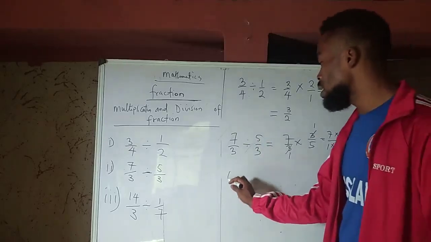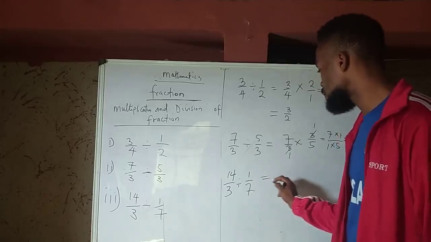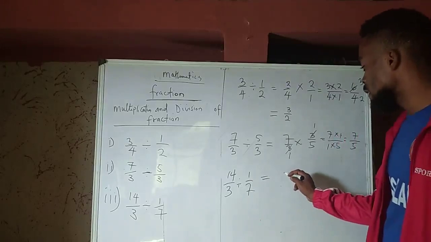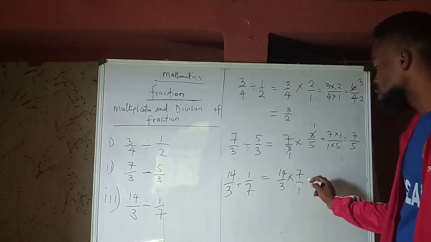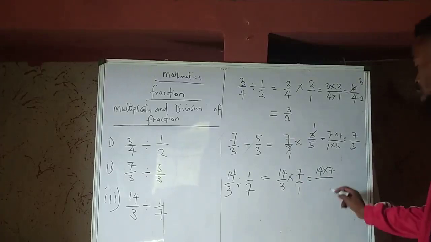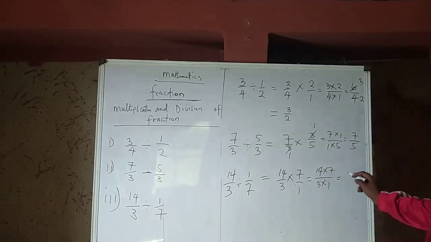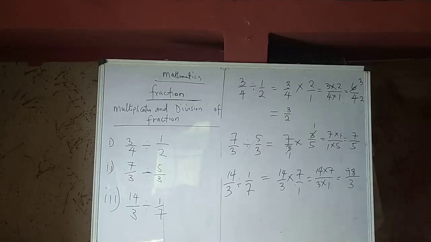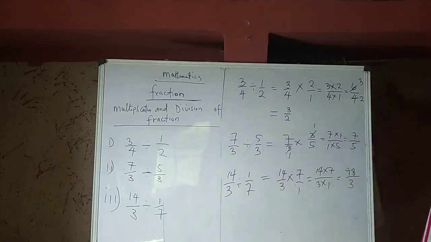Okay, the same thing, you can try doing this one by yourself. 14 over 3 divided by 1 over 7. This is simply going to be 14 over 3 times 7 over 1. So I'm going to have 14 times 7 all over 3 times 1. 14 times 7 gives me 98. 3 times 1 is 3. So 14 over 3 divided by 1 over 7 gives us 98 over 3.